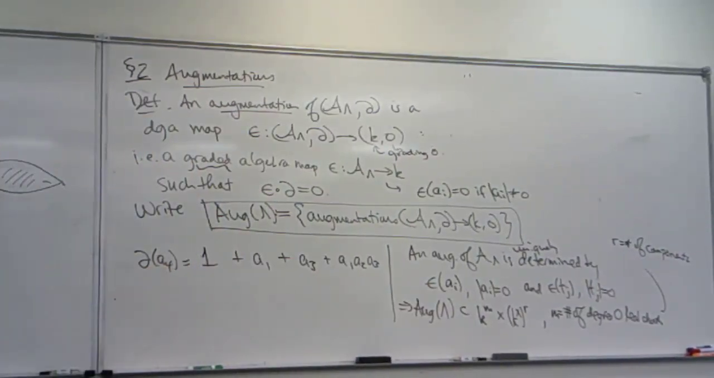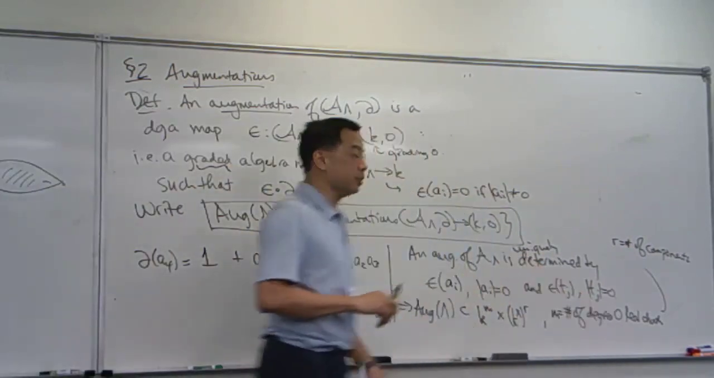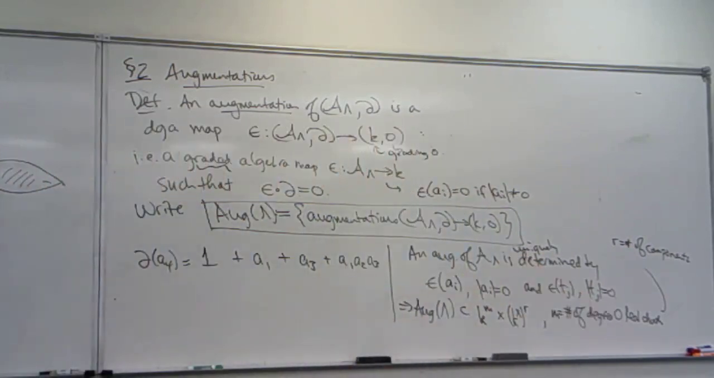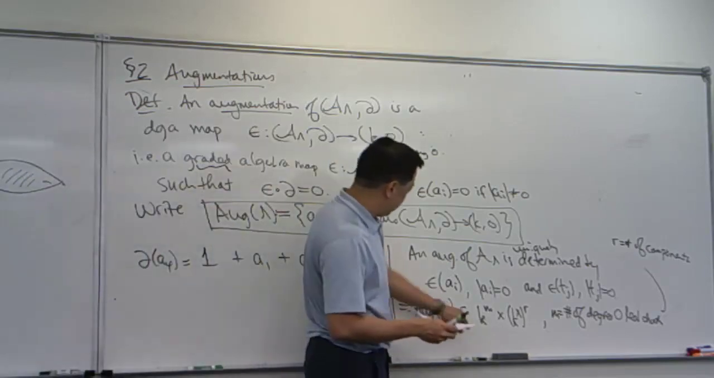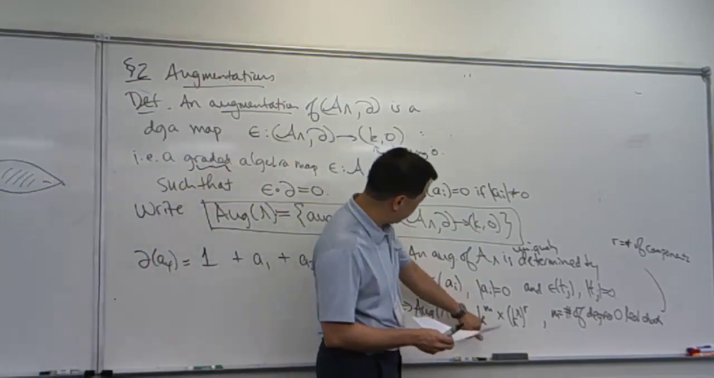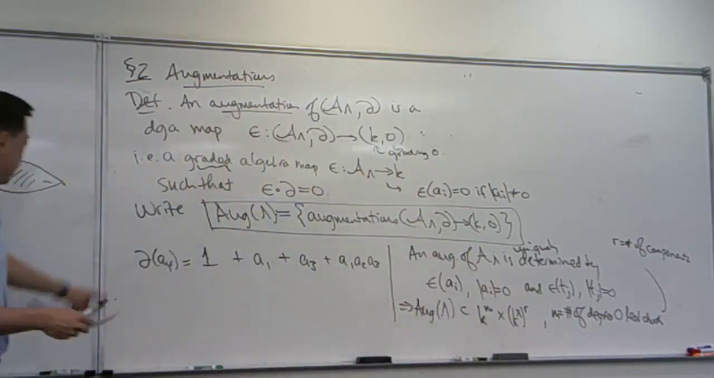I'm sort of implicitly assuming that every component has rotation number 0, so this is already satisfied. Okay. So it's a subset inside of here because it's just determined by where it sends each of the degree 0 Reeb chords and where it sends each of the t's. So let's do it in this example here.